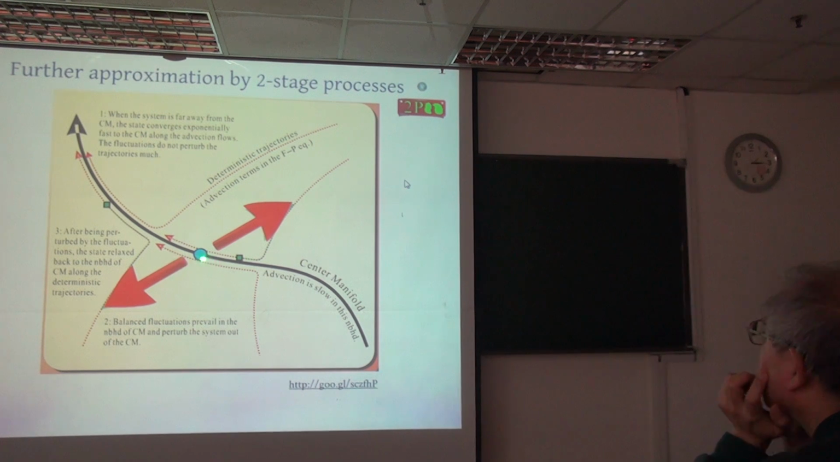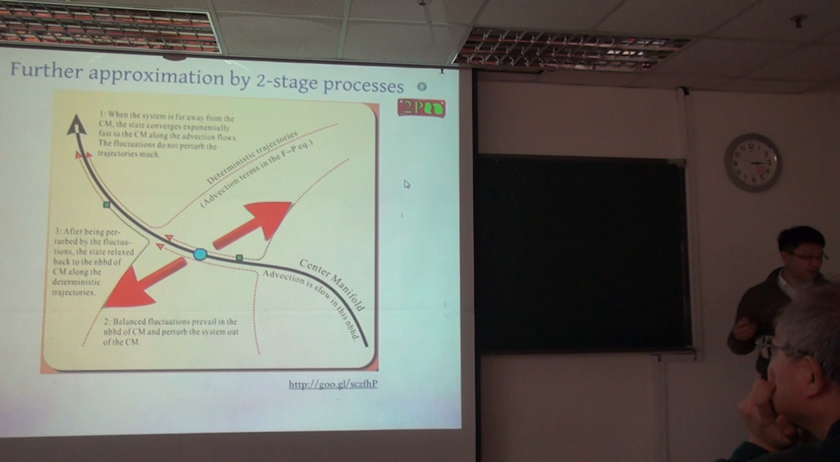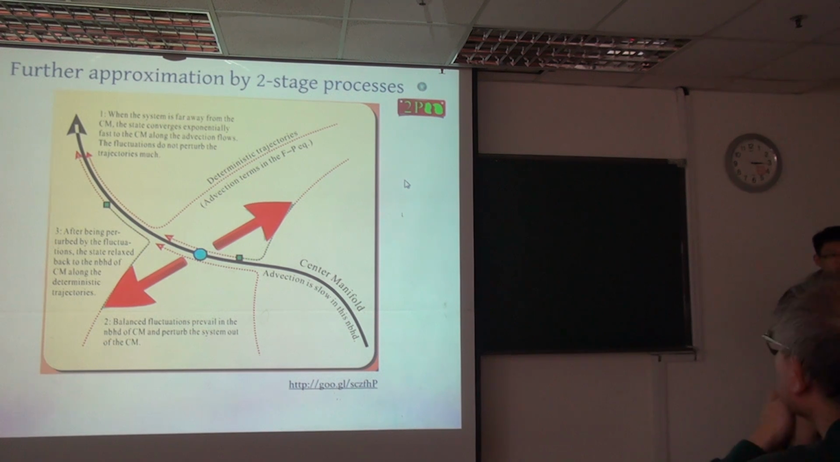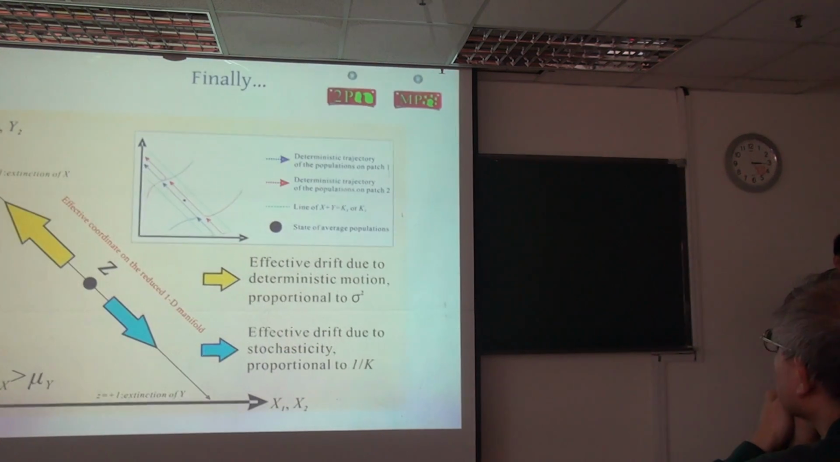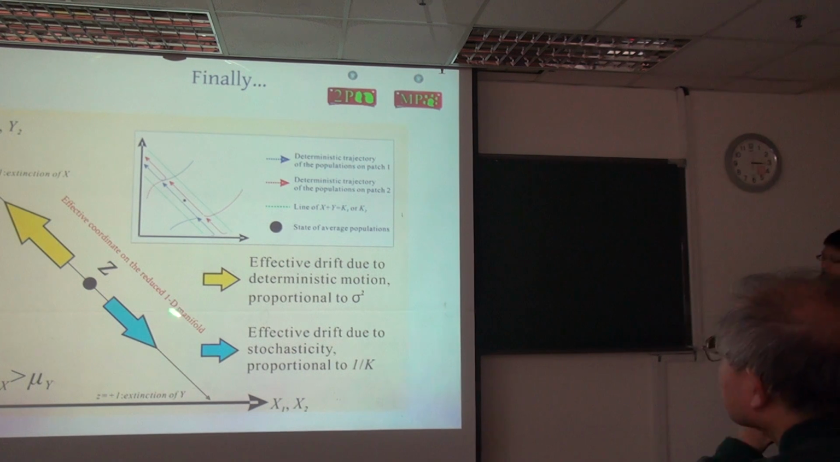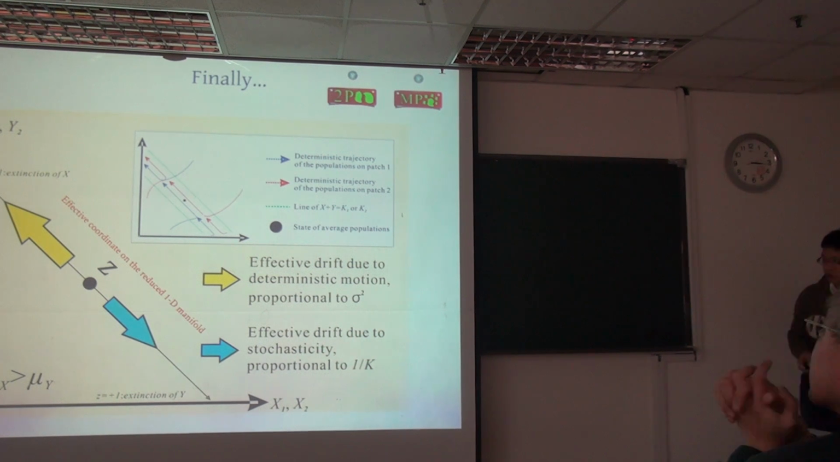What we do here is actually using 2 consecutive processes, scattering out, converging, scattering out, converging back in. And it's quite different from what we actually see in the simulation. Nevertheless, after the computation, what we can show is that on the center manifold, there exist 2 different terms, one of which is due to the deterministic motion, which is proportional to sigma squared. The other is due to stochasticity, which is proportional to 1 over k.